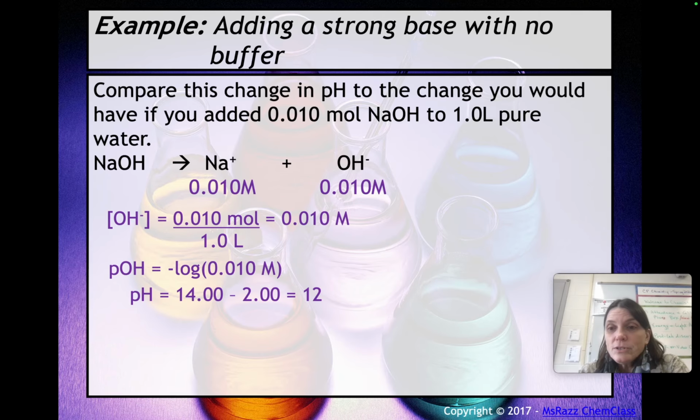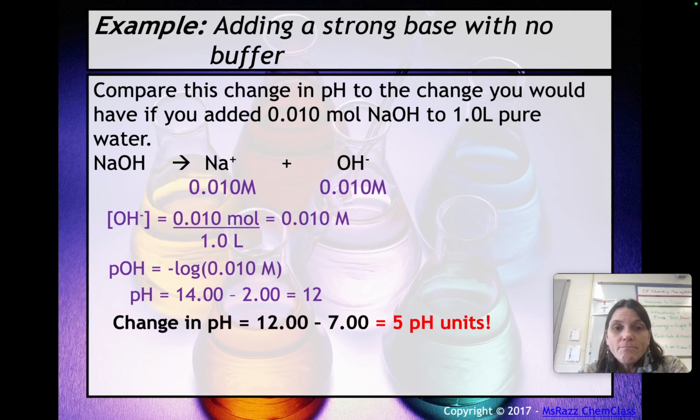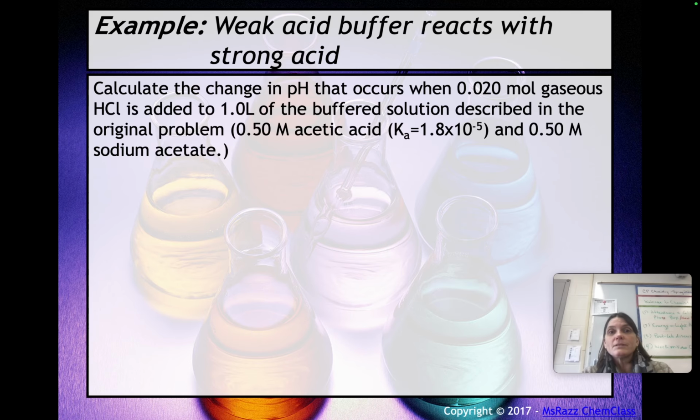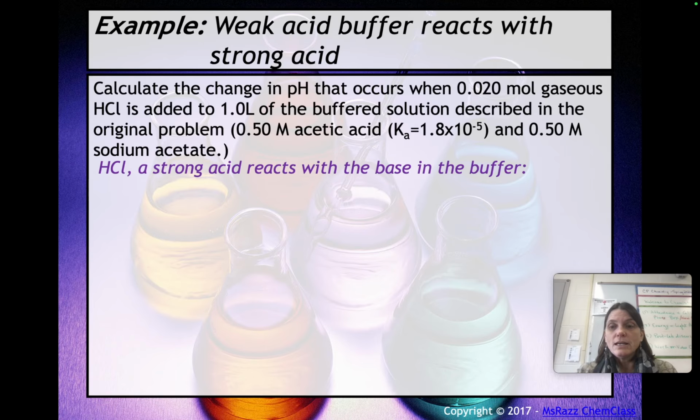All right, now we're going to do the same thing, but this time we're going to use the same system and we're going to add acid to it. Okay, now in this case, when you're adding an acid to your buffer system, the H plus is going to react with your conjugate base in our one-way street, in our one-way reaction, okay?